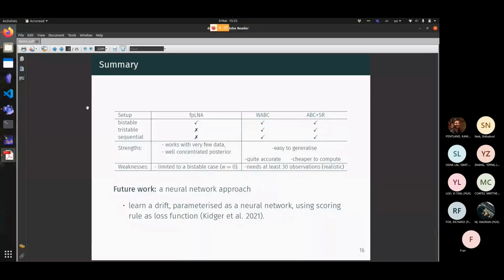In the future, I was just summarizing some of the comparisons. Obviously the ABC works. The Fokker-Planck worked well; it was really concentrated, and it works with very few data points. The ABC, though, generalizes even more, so we could use it for all kinds of setups we're trying to recreate. It's easy to generalize. The Wasserstein is a lot more accurate, but the scoring rule is cheaper. So it's just about balancing how many particles you're using in your algorithm.